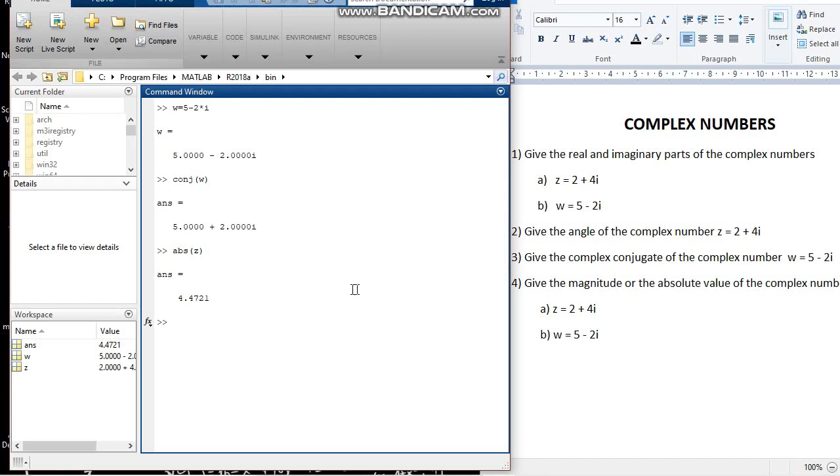Okay, let us find the absolute value of w. So abs of w, if we hit enter, it's going to return its absolute value, which is its magnitude.